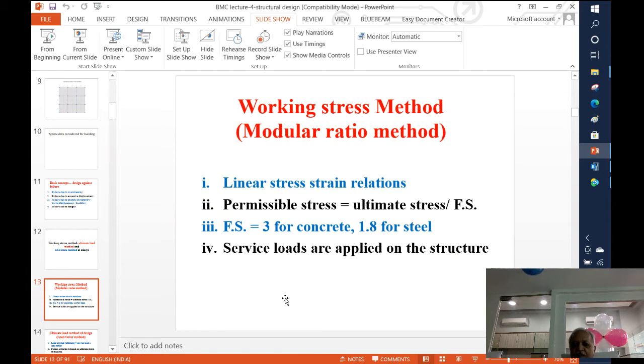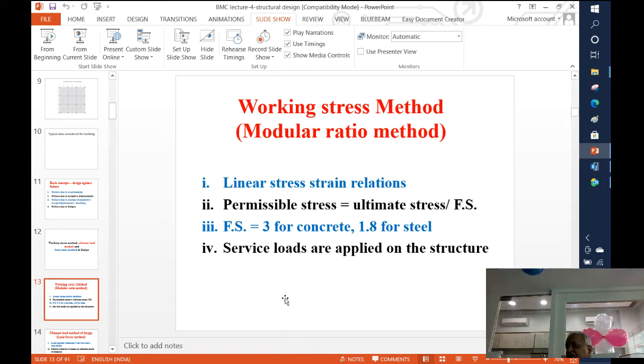If the stress is within that limit, I will say that it is a safe design. The factor of safety for concrete, therefore, is 3. For steel, because it is a factory produced material with better quality control, unlike concrete which is made at site, and because of the guarantee that it has a certain definite strength, we use a lesser factor of safety, say 1.8 and so on.